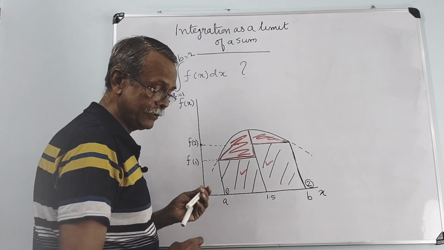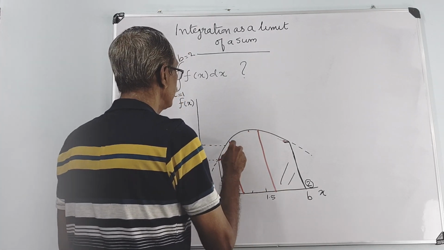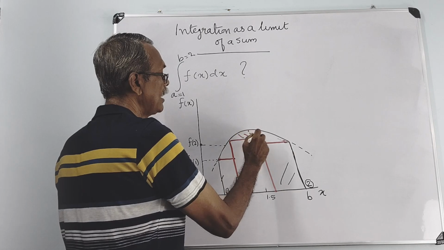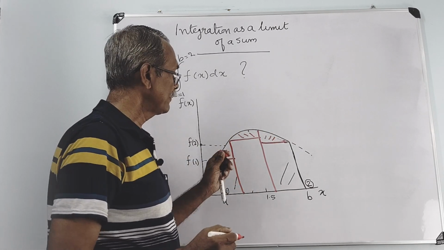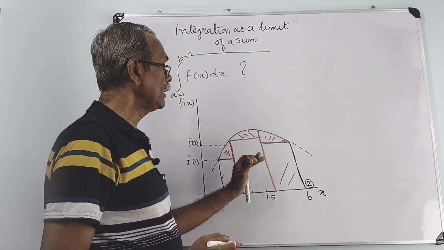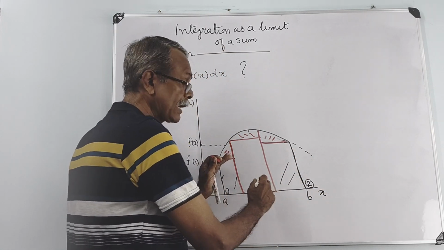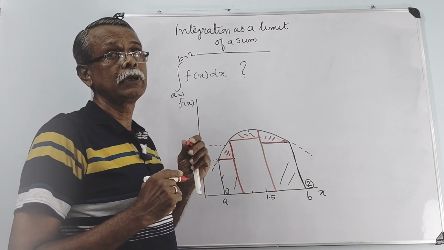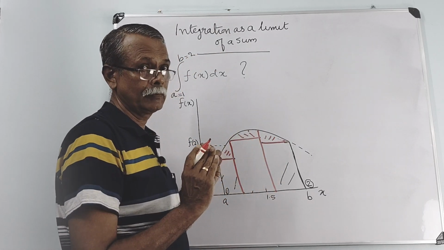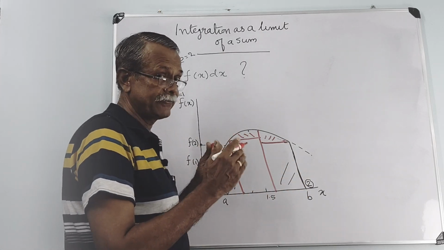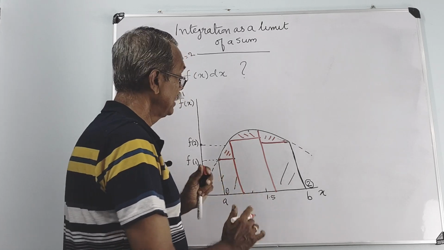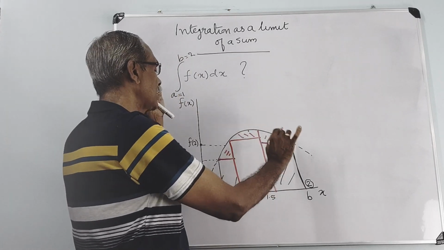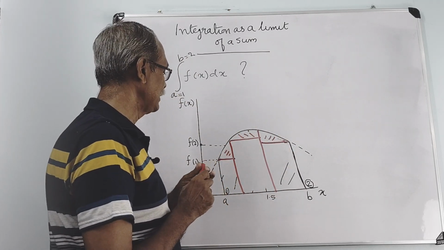Now, if I divide this into rectangles like this and calculate the area of the rectangles, we know that this extra area has decreased. As the number of rectangles is increased, the area of the rectangles added together will approach the area of the curve. Therefore, if you increase the number of intervals, then the sum of the areas of these rectangles will approach the area of the curve. That idea we are writing like this.